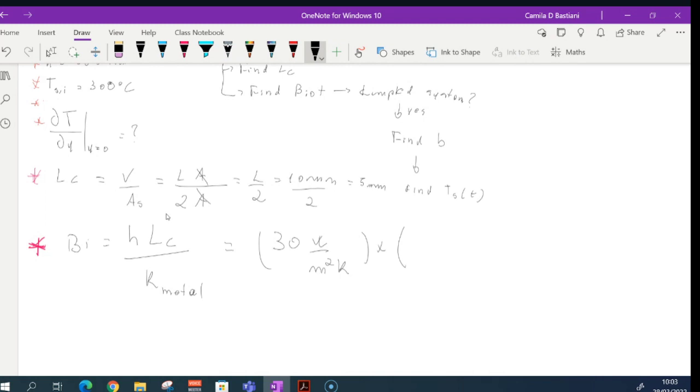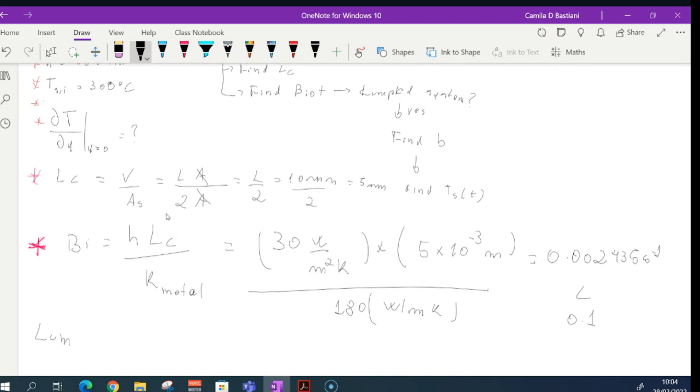Multiplied by my characteristic length that I calculated last week, divided by my conductivity of the metal that's given in the problem. My Biot number for this case is going to be 0.002435 second minus 1. This value is lower than 0.1, therefore I can apply lumped capacitance.